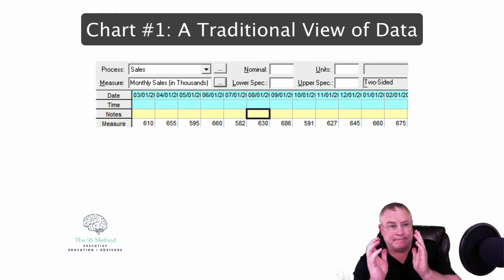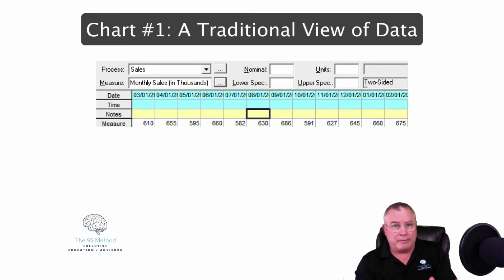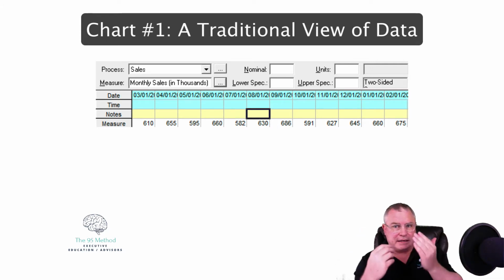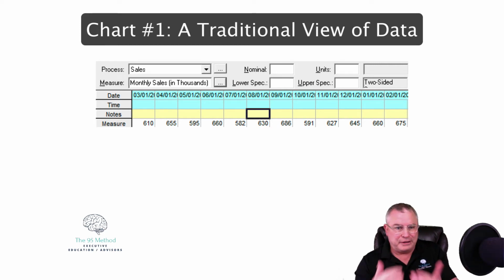And this is how most executives manage. As you can tell, these are monthly sales in thousands: 610,000 the first month, then it went to 655, then went to 595,000. So now, if you're managing this and you don't have the tool that I'm going to show you, you may react wrongly to the data that you're seeing in your organization.